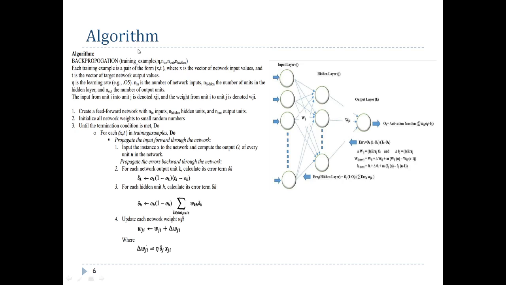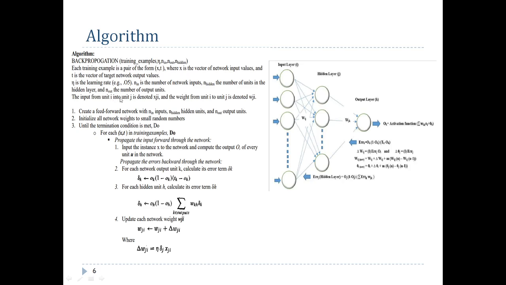This algorithm takes as input parameters the training examples and eta, which is the learning rate, then the number of input neurons, number of output neurons, and number of hidden neurons or hidden layers. Each training example is a pair of the form (x, t). Here x is the vector of network input values and t is the vector of target network output values, eta is the learning rate, n_in is the number of network inputs, n_hidden is the number of units in the hidden layer, and n_out is the number of output units.